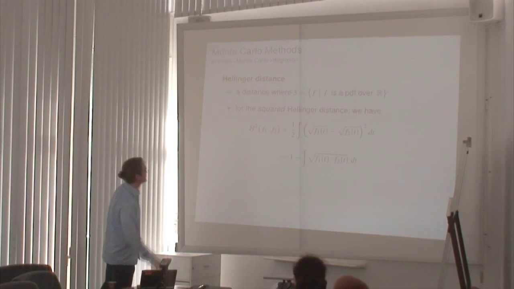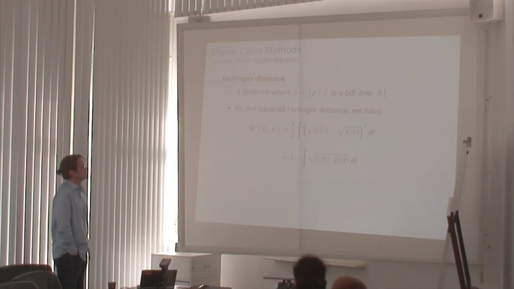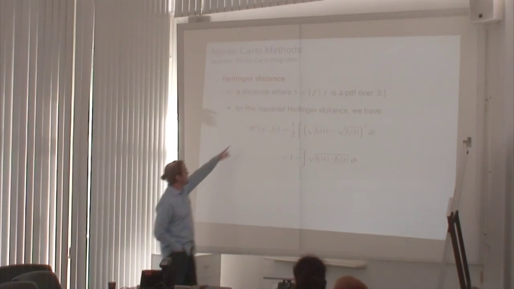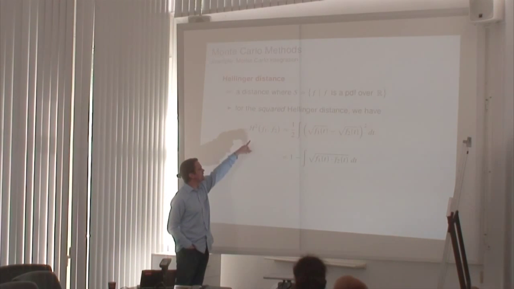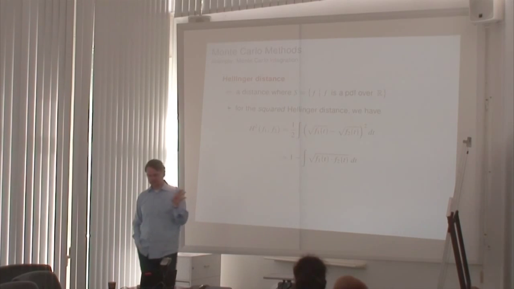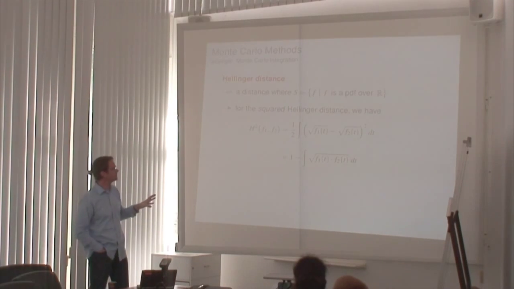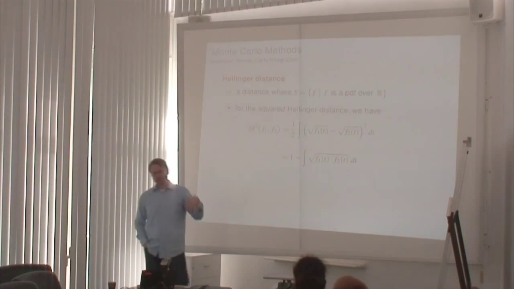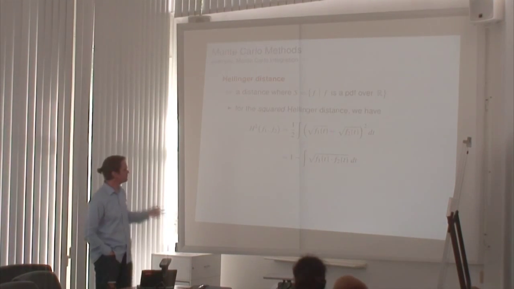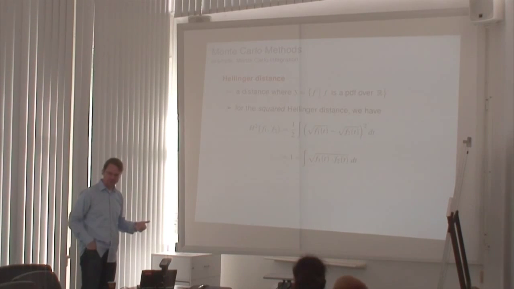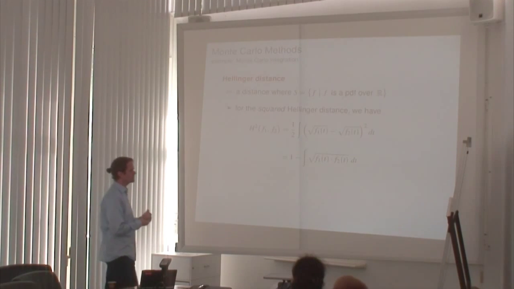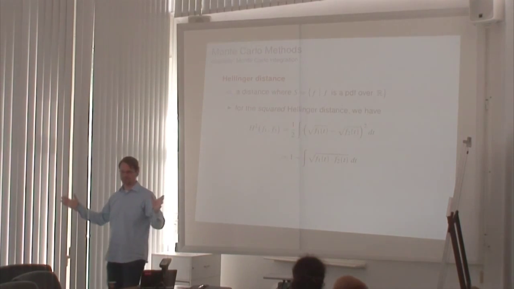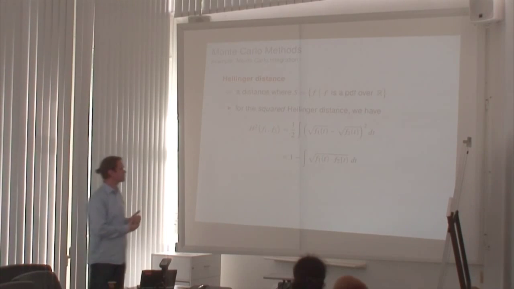In particular, for the Hellinger distance, we can actually simplify our lives by looking at the squared Hellinger distance. So the squared Hellinger distance between two probability densities, f1 and f2, is 1 over 2 times the integral of the square root of f1 minus the square root of f2. This difference has to be squared, and we have to integrate over all real numbers, dt in this case.